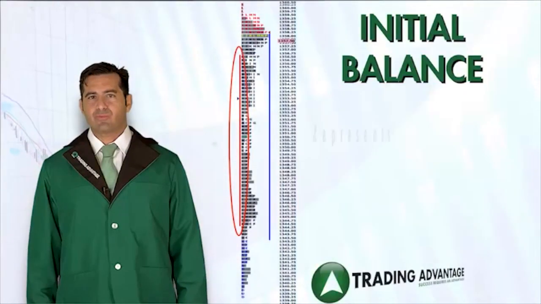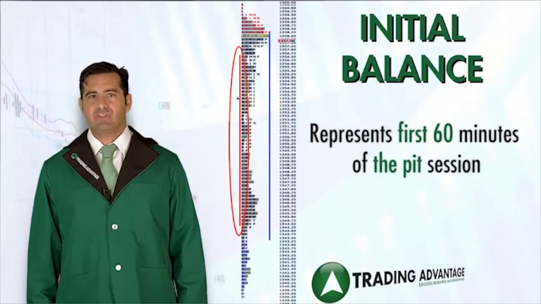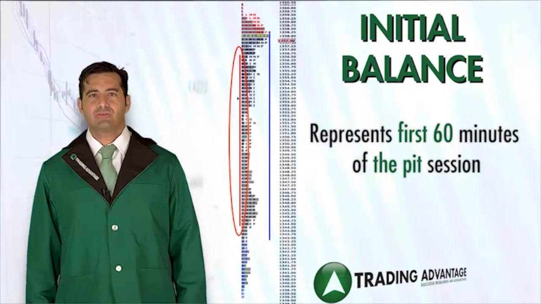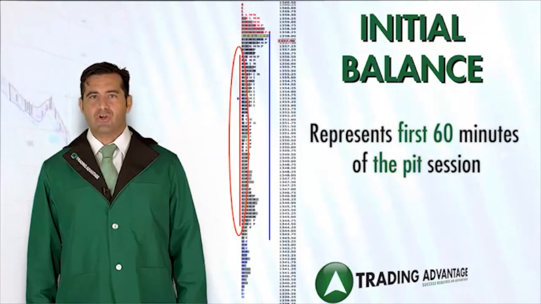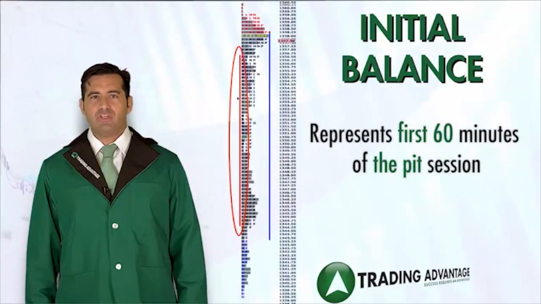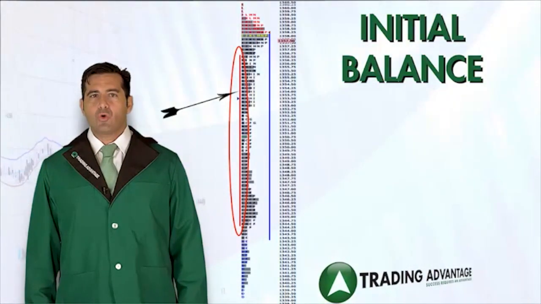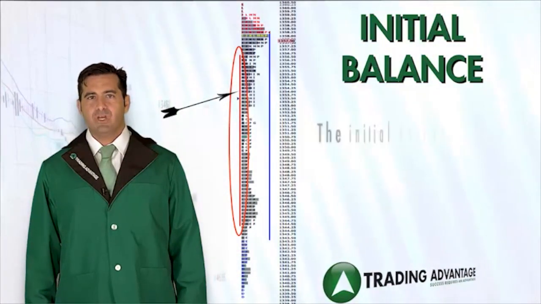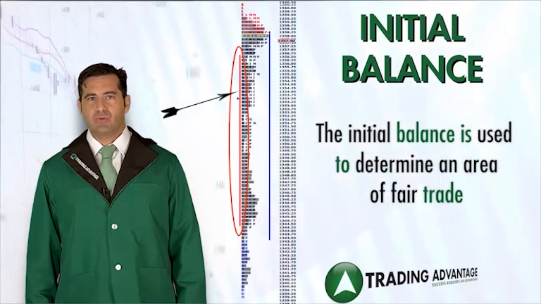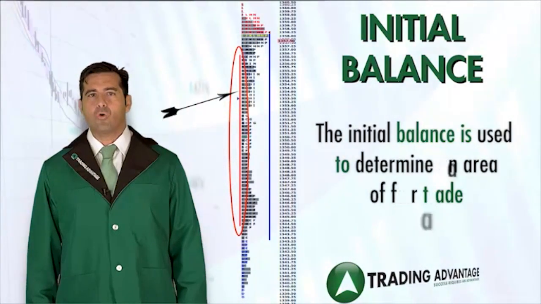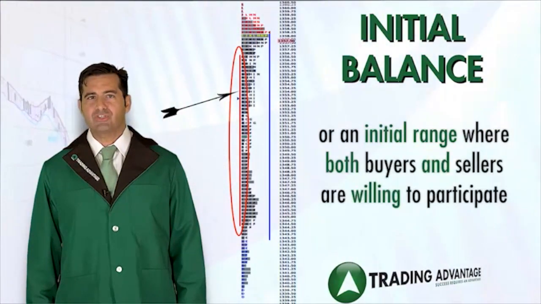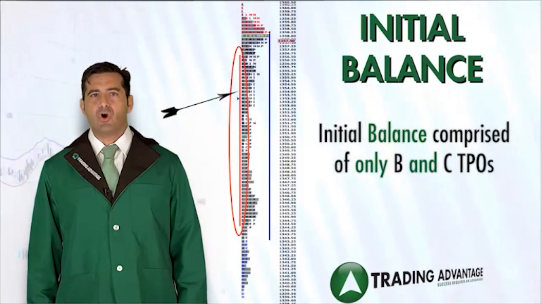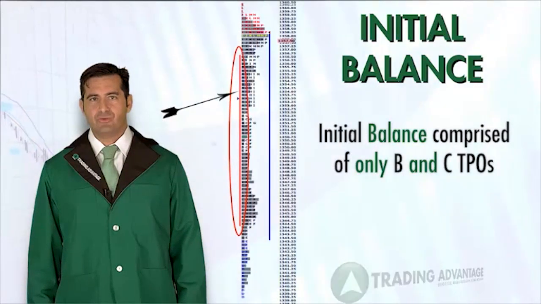The initial balance represents the first 60 minutes of the pit session, or the visual representation of the B and C TPOs. You can see it circled on this chart. The initial balance will always be identified by the vertical red bar representing the price range of the B and C TPOs. We use the initial balance to determine an area of fair trade, or an initial range where both buyers and sellers are willing to participate. The initial balance is comprised only of the B and C TPOs.